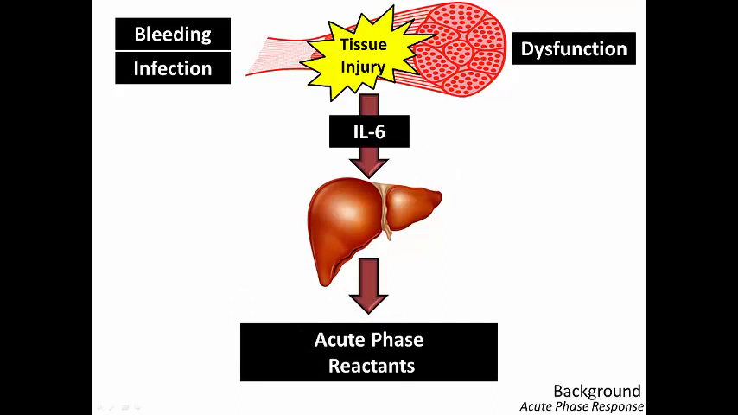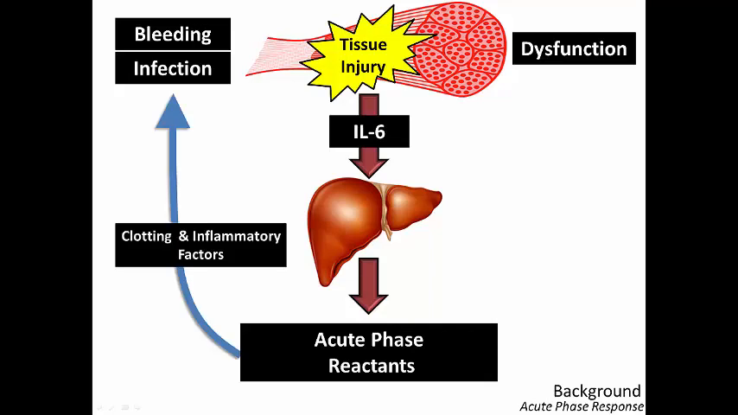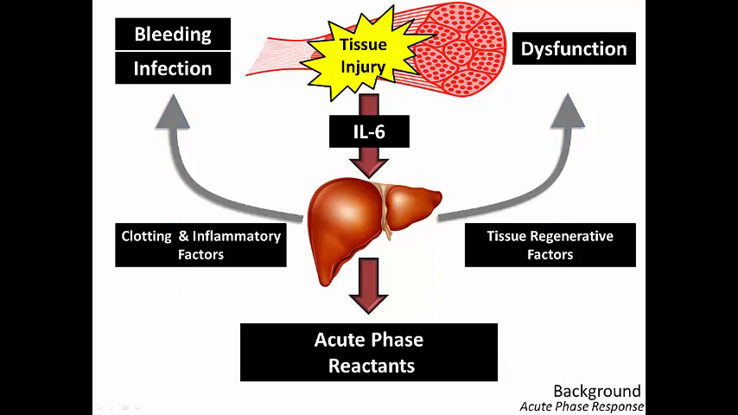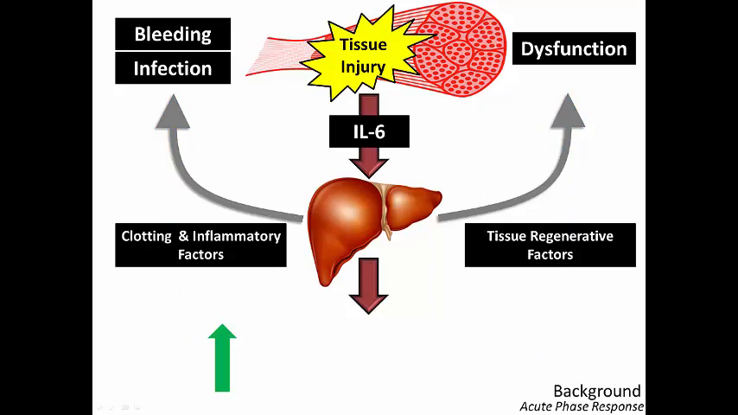These reactants have multiple functions, but their primary function is in augmenting the clotting and inflammatory cascades to stop bleeding and to prevent infection. Their secondary function is in tissue repair, thus ending tissue dysfunction. Of the hundreds of proteins affected by the acute phase response, we'll examine a few.